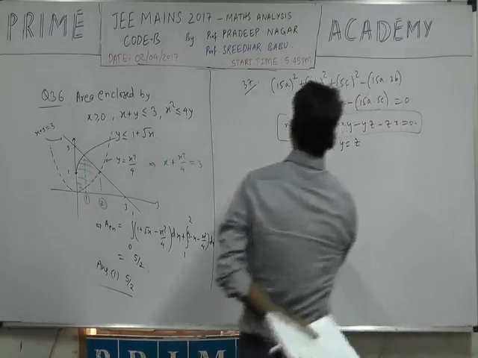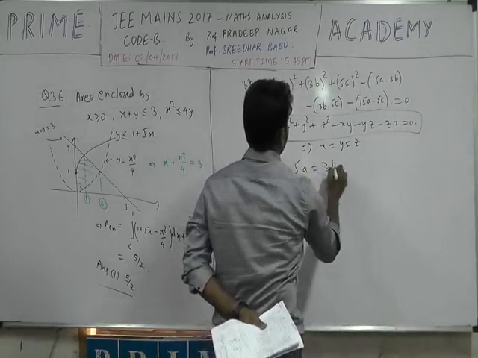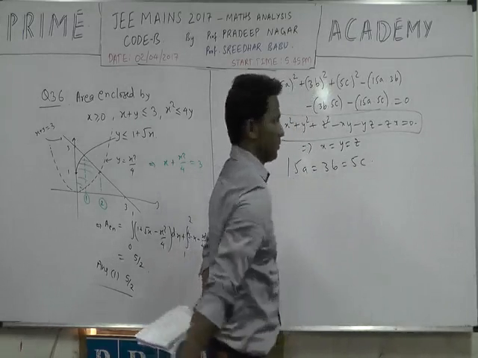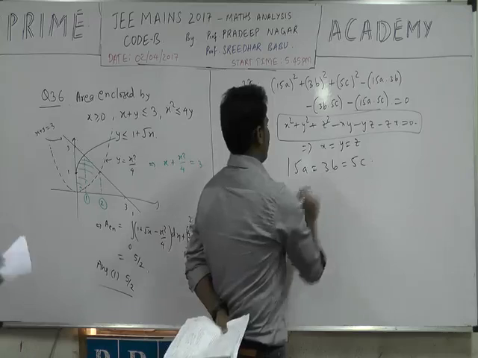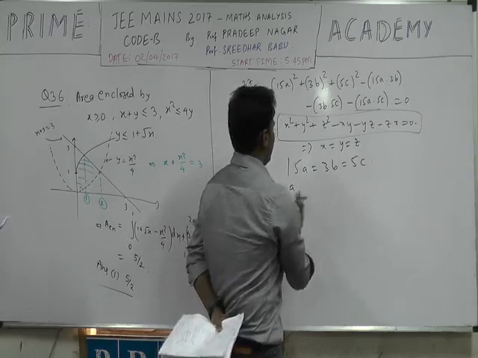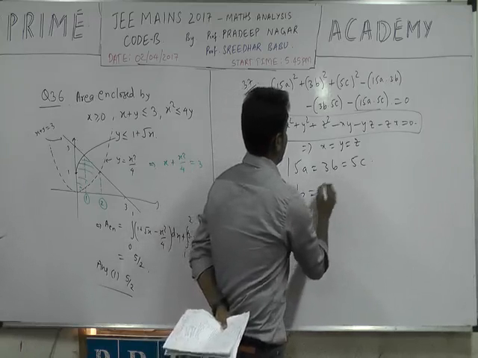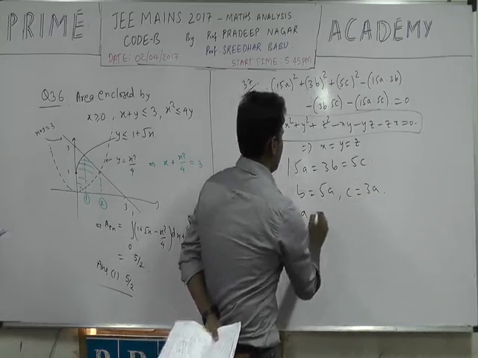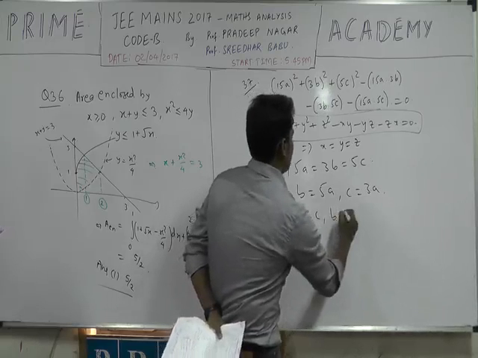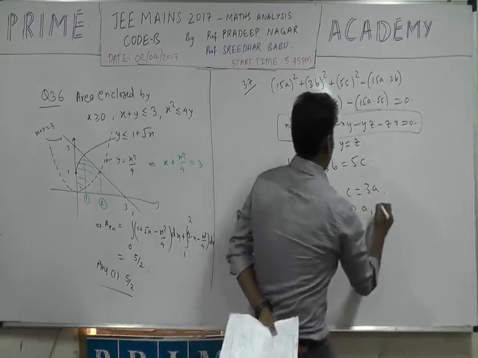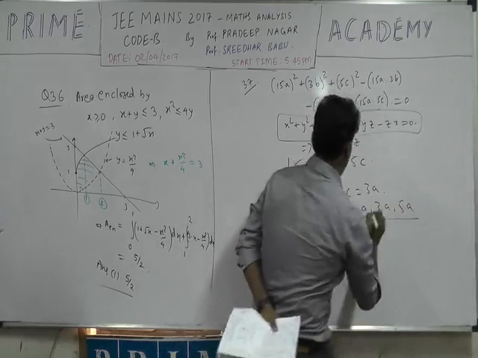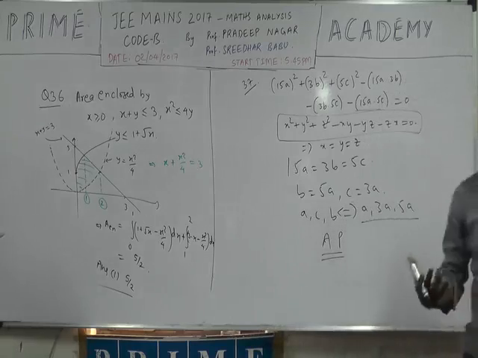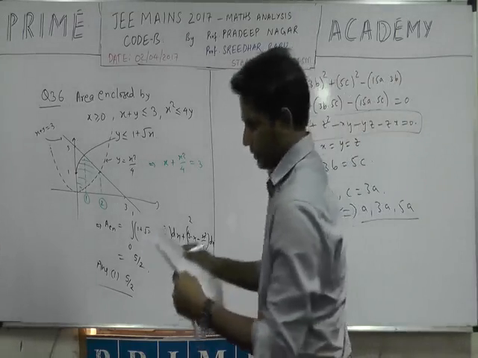So from here we get that 5a should be equal to 3b, and that should be equal to 5c. So here if we try to find the relation between a, b and c, we get b equal to 5a and we get c equal to 3a. So here a, c, b are equivalent to a, 3a, 5a. So a, c, b forms an AP. So hence b, c, a is also an AP. Next question 38.